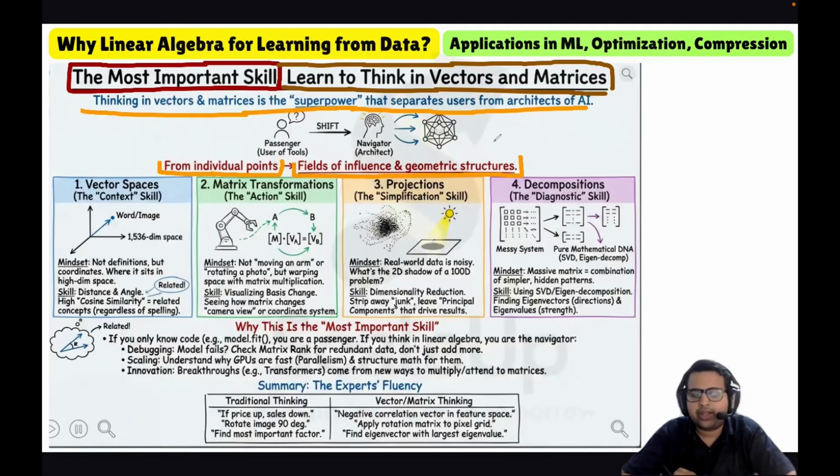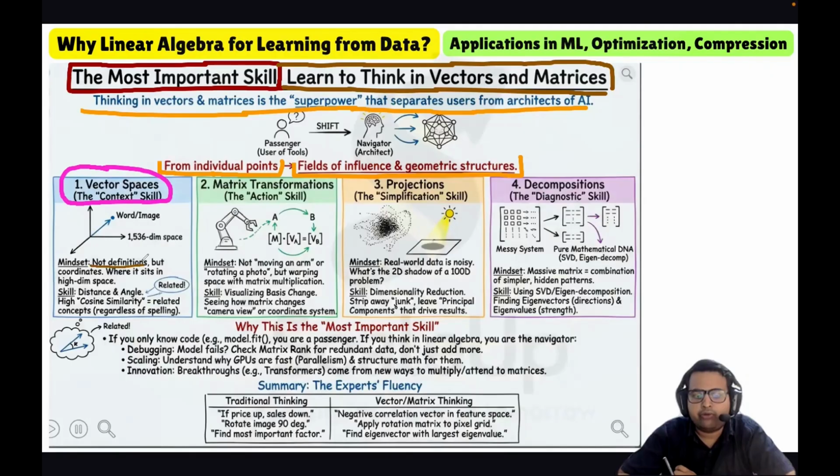Now let us look at how experts in different fields apply this mental framework of thinking in terms of vectors and matrices to solve world-class problems. If I talk about thinking in vector spaces, the context skill: experts don't see a word or an image, they see a coordinate. The mindset is don't look at an isolated data point, rather think of it like a coordinate in an n-dimensional space. If you are building an LLM, you don't think about definitions.